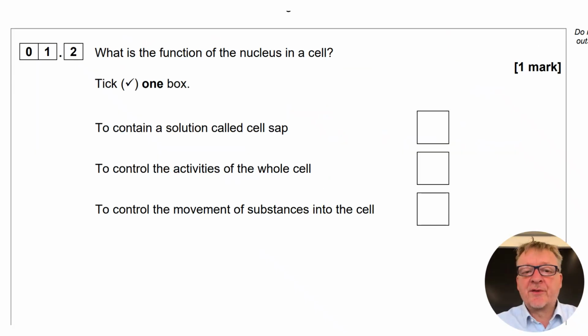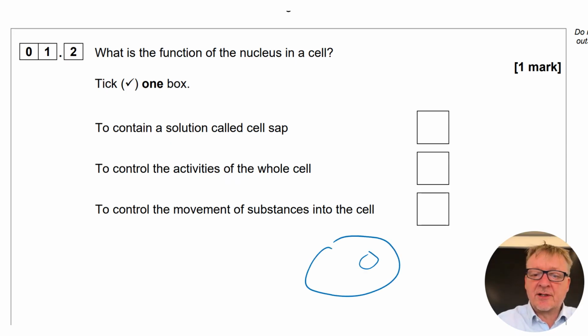What is the function of the nucleus in a cell? We've just done that, so we've just got a nucleus in there. Contains a solution called cell sap. Now we know it's not that, that's a plant cell, and it's the vacuole, so it's not that one. Control the activities of the whole cell, yes. Control the movement of the substance into the cell, that's the cell membrane.